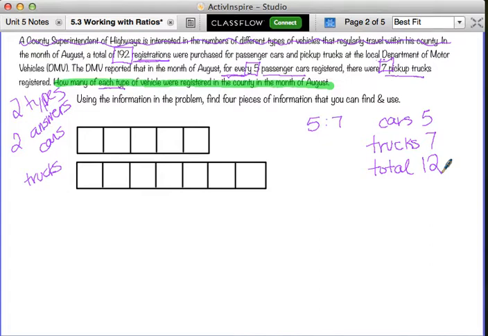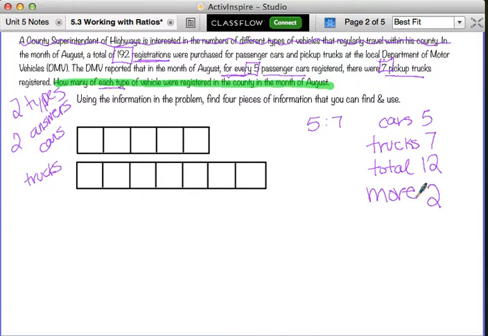And then I also know that I can find the difference between the 2. So I know that the difference between 7 and 5 is 2, and I'm going to call that the more. We'll talk about that a little bit later. But let's just look at it and say, okay, I know that there are 2 more trucks than there are cars. That's why we call it the more.